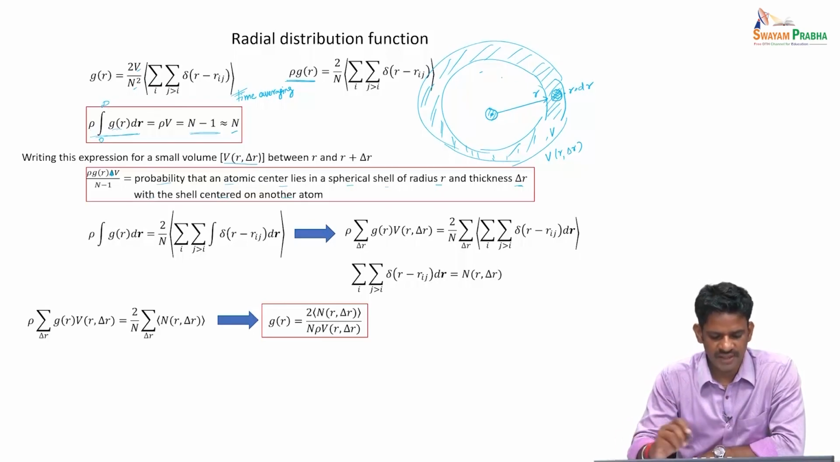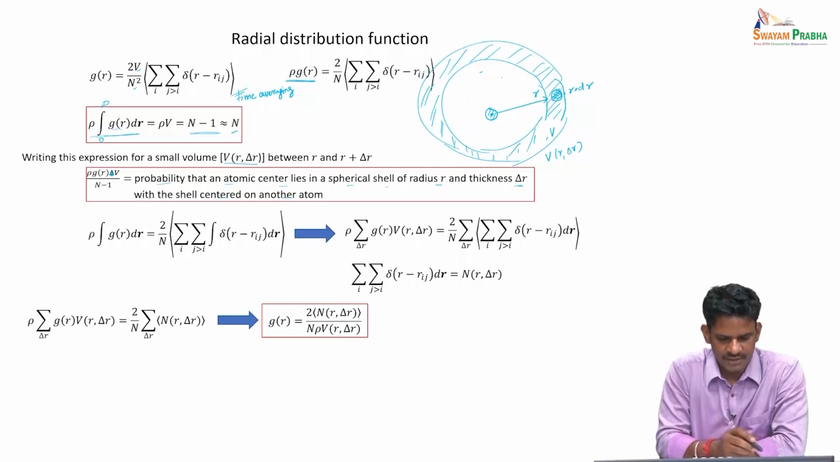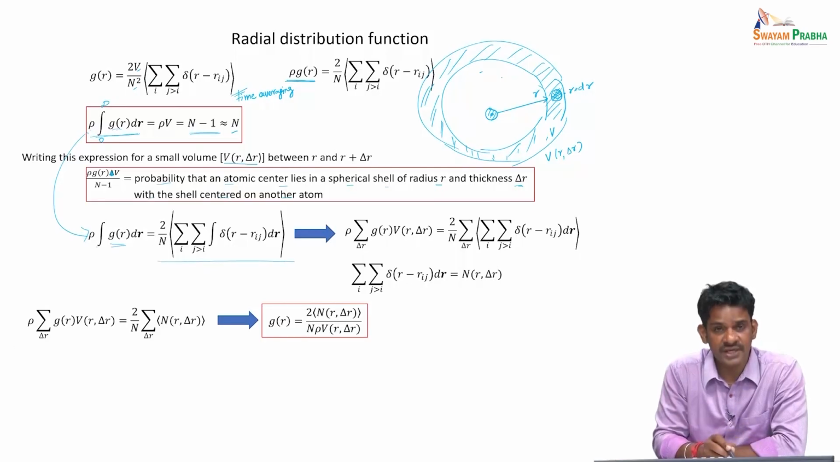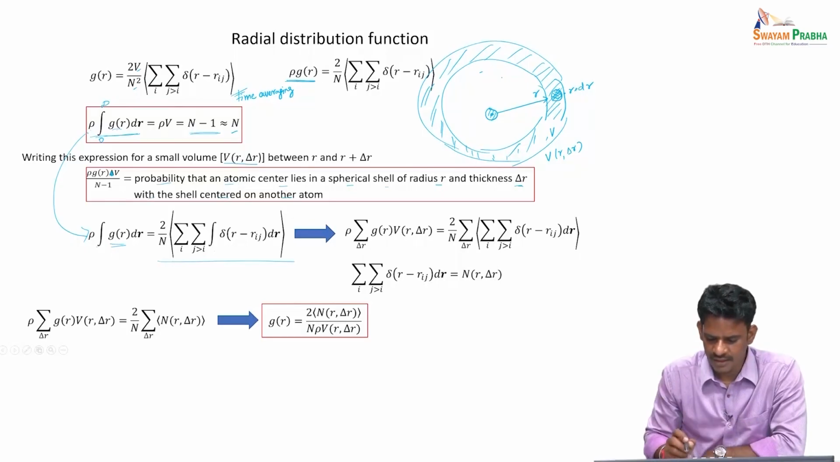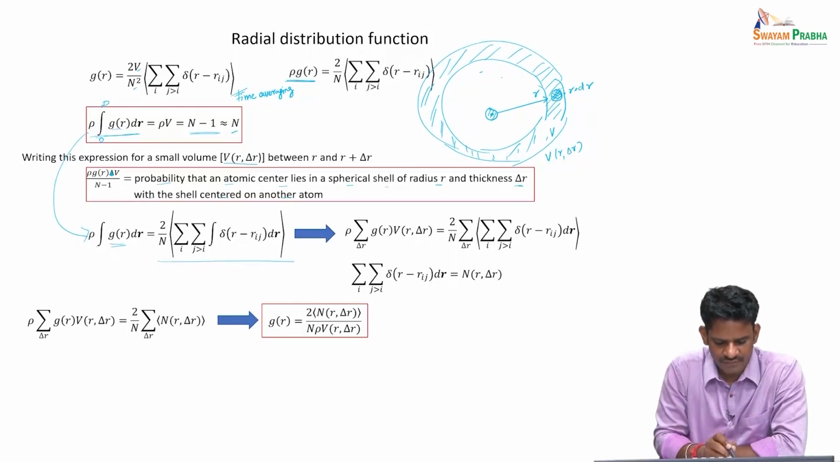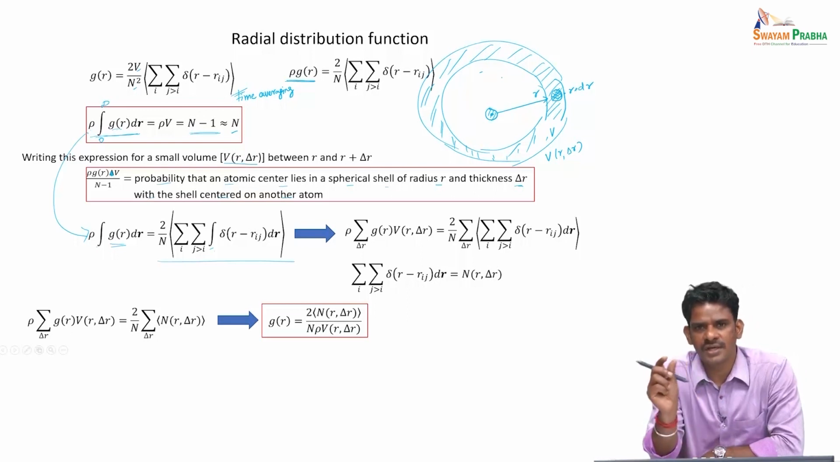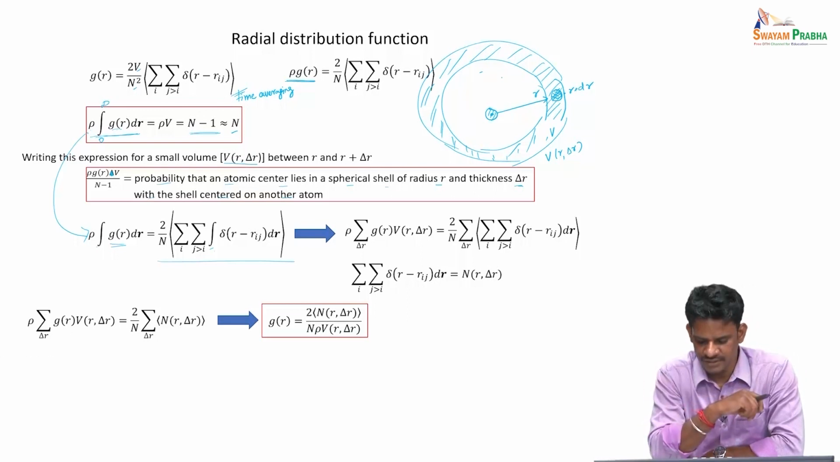And so, we take this as a definition, and what we are going to do now is take this in from here, substitute for the g(r), and then this integral is actually taken inside the delta function. Now we write this integral over a small shell of thickness delta r.